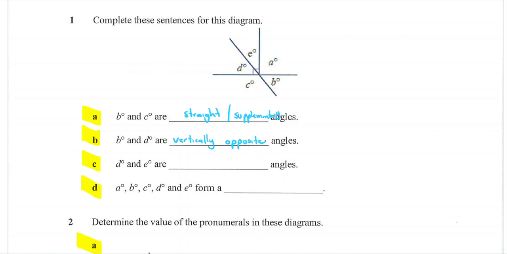All right, next one, D and E. Oh, they're making a right angle, aren't they? Yes, so they are right angle, or the proper name to fit that sentence better would be complementary angles. Okay, so complementary and supplementary, we don't use those words very often, but the complementary are angles that make a right angle and supplementary are ones that make a straight angle. A, B, C, D, and E, which is all of the angles, form a revolution.